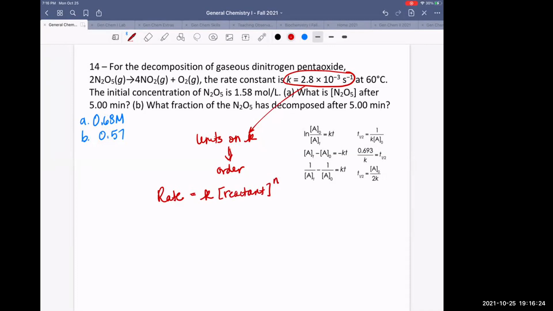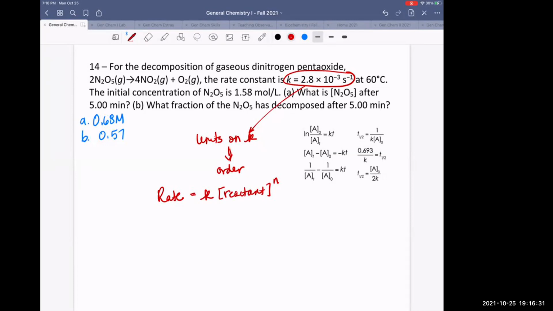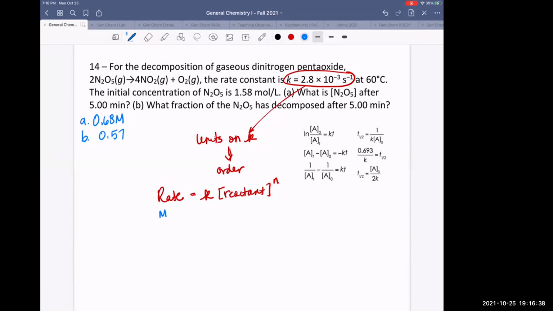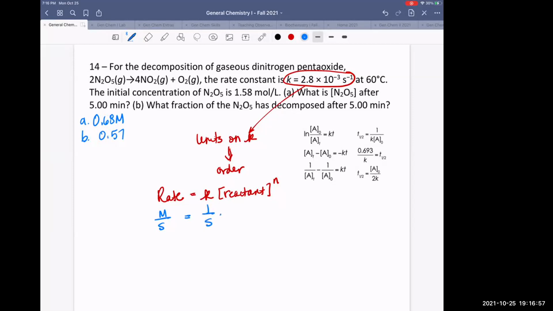So what are the units of rate always going to be? Moles over liters, so it's molar, but moles over a unit of time. Correct. So it's going to be molar per unit time, and since we see seconds here, I'm just going to put units of seconds. This is always going to be equal to the rate constant, and they tell me the rate constant has units of 1 over seconds.